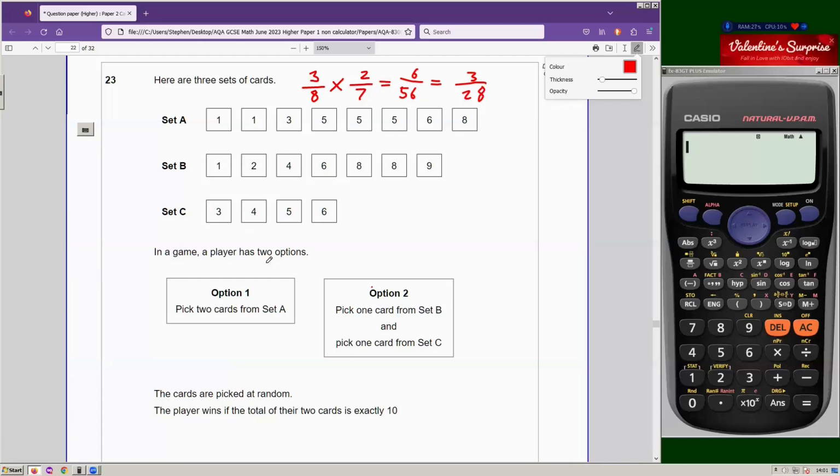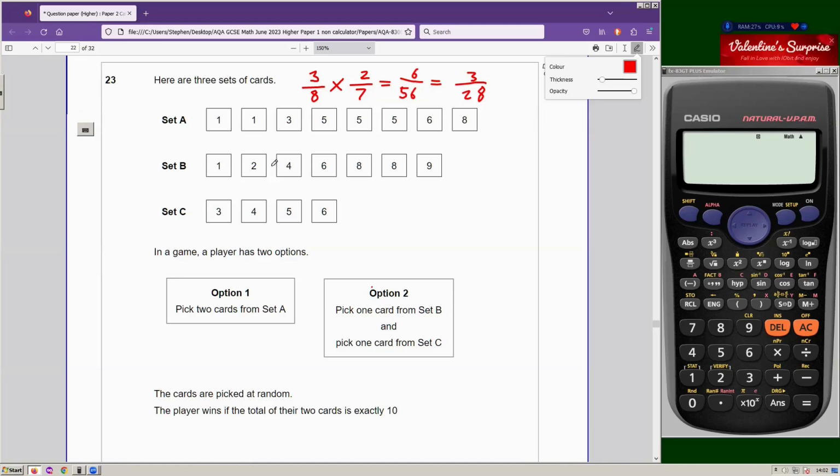And then option 2, pick 1 card from set B and pick 1 card from set C. There's no 5 in set B, so we can't have 5 and 5. No. The only thing that's going to work is a 6 and a 4, or the 4 and the 6?